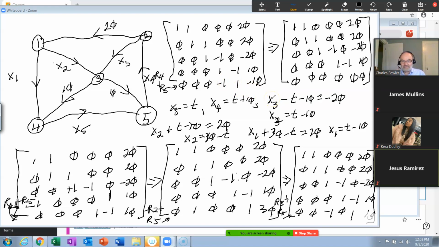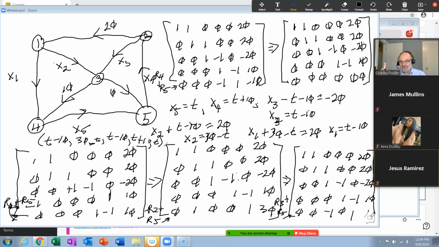Okay, so I don't have much room, but I'm going to write it down as an ordered quintuplet here. X sub 1 is t minus 10, x sub 2 is 30 minus t, x sub 3 is t minus 10, x sub 4 is t plus 10, and x sub 5 is t. So for any value t, this should work.